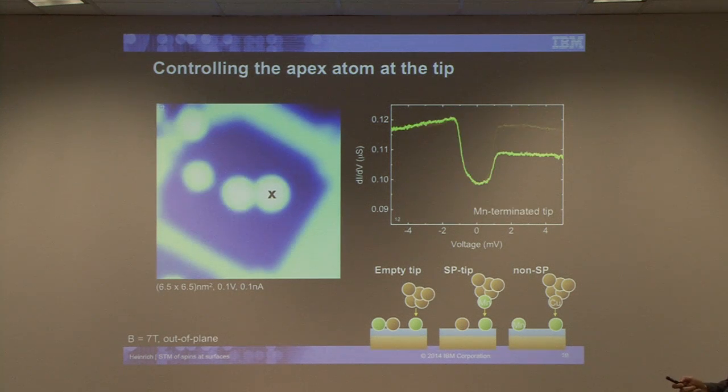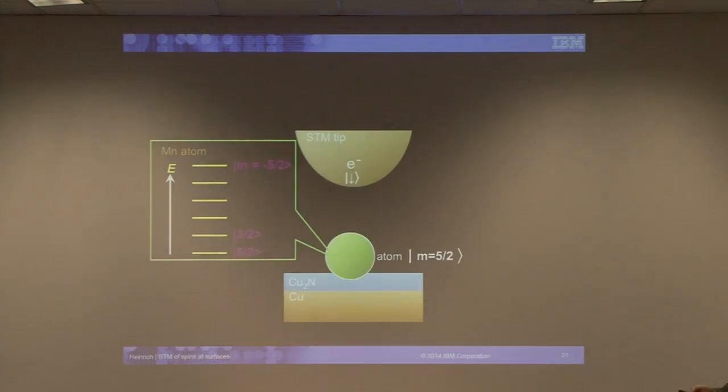And go back to the empty one, back to manganese. We can do this again, many, many times. Okay, so how does this work?